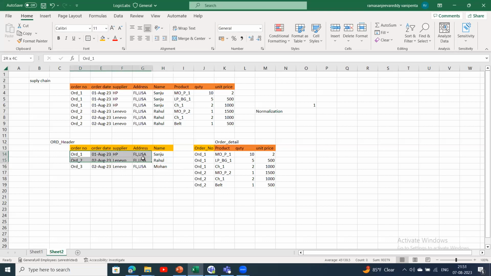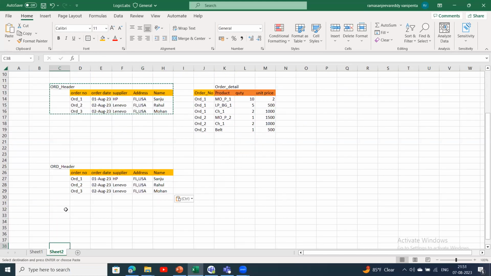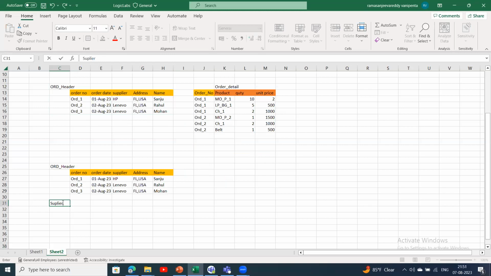So this table can be split further, right? You are getting it, right? This supplier information, I'm going to split it. This header information we will maintain like this only. Now we'll split this one further. I'll maintain one more table called the supplier table, or supplier information.